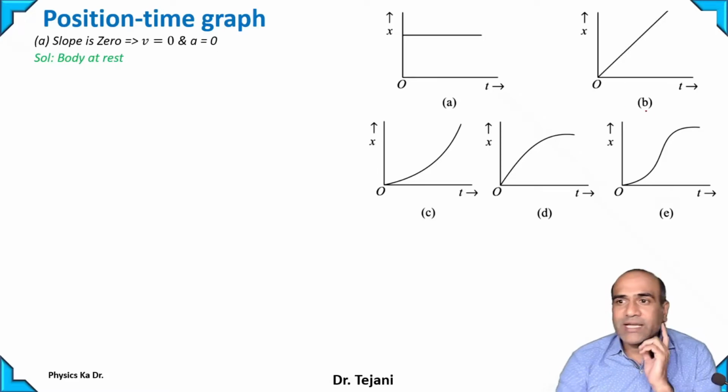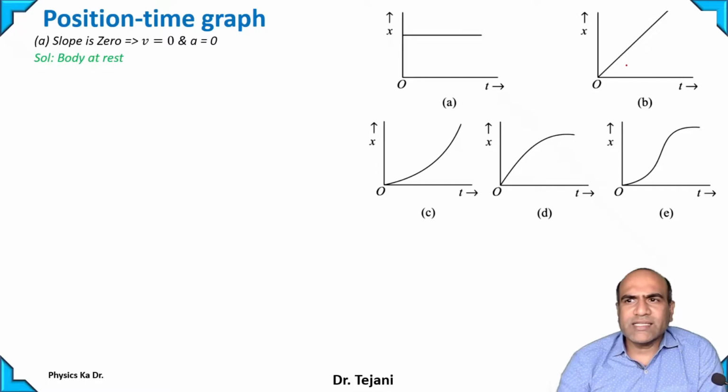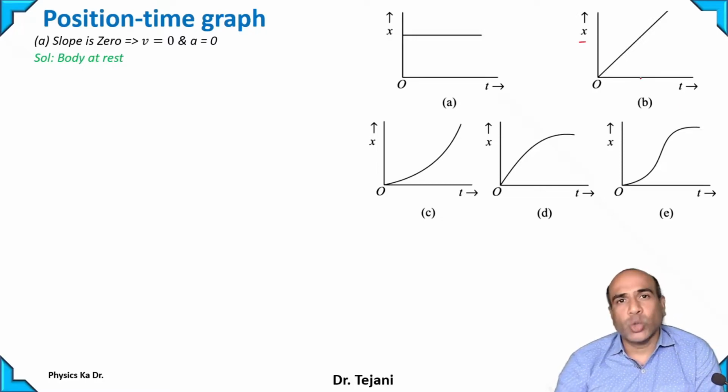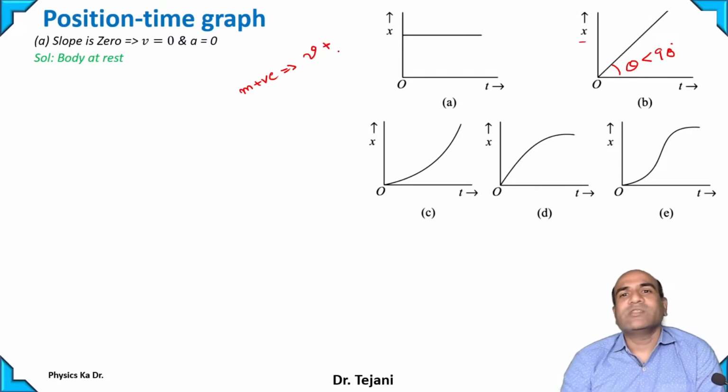Now we need to check example number 2, B. There is an inclined line, with X and T shown. What should we check first? We should check the angle theta. Is it less than 90 degrees? Yes, it is less than 90 degrees. That means in this case the slope is positive, M is positive. Ultimately we can write that velocity is also positive.